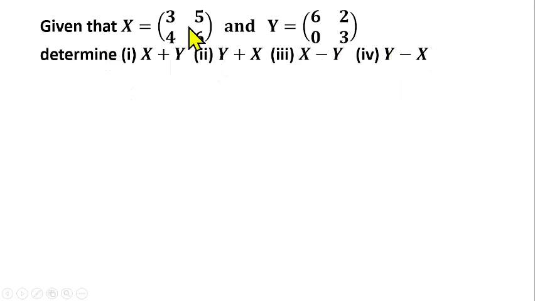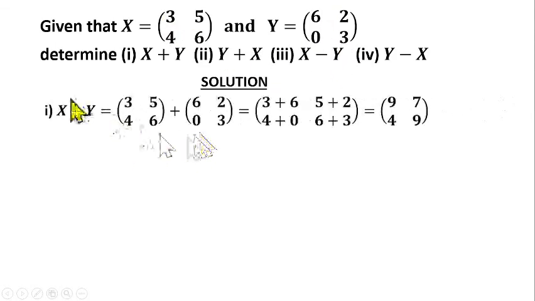So the question is, can we add them together and can we subtract them from one another? That's the question. Is the condition for addition and subtraction met in this question? The answer is yes, because they are of the same order, 2 by 2 and 2 by 2 square matrices. So we can add them together. Let's see how we add them. For the first one, we have to add matrix X plus Y. So we have matrix X here, plus matrix Y, which is this. We can add them together because they are of the same order.